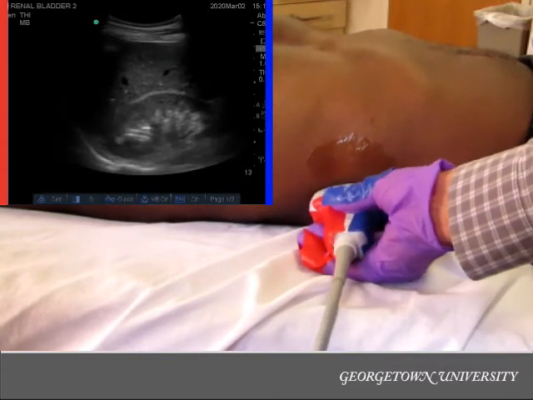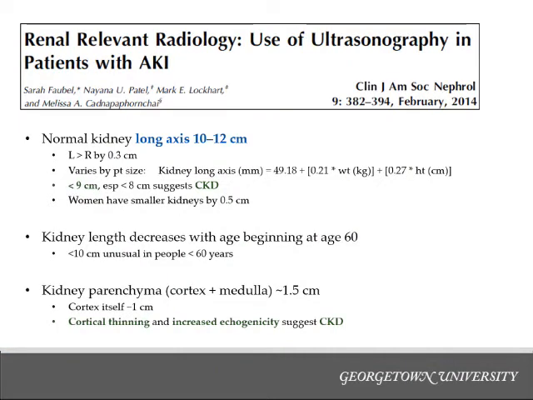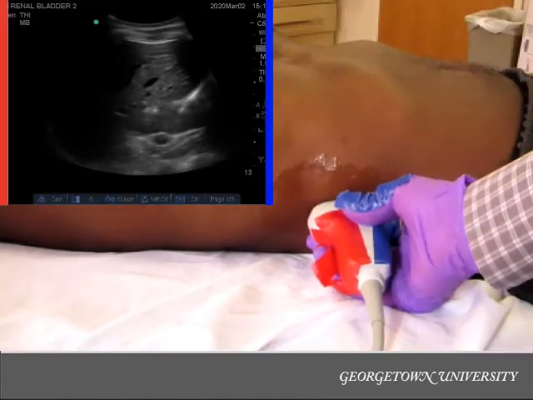You can see how the long axis is not in the plane of the body and is typically found with a posterior rotation. The long axis is important for helping us determine if there is some element of CKD. CKD is much more likely if the long axis is less than 9 centimeters. Other clues for CKD are cortical thinning and increased cortical echogenicity.